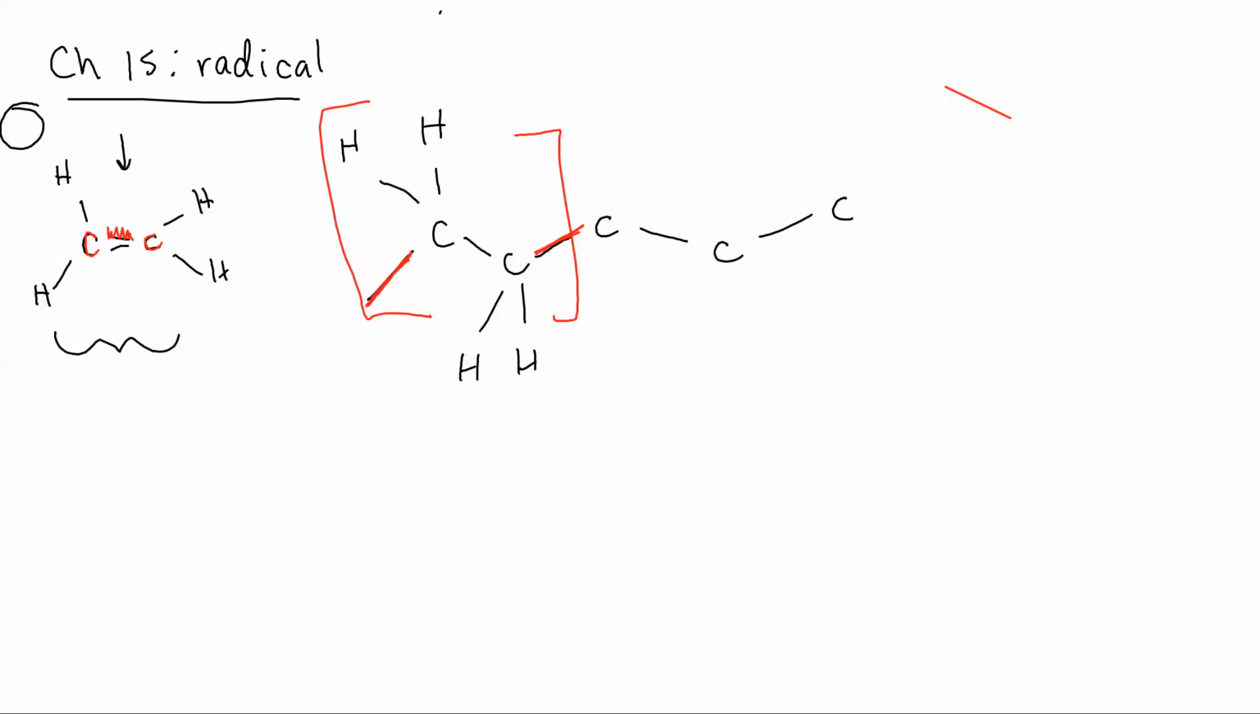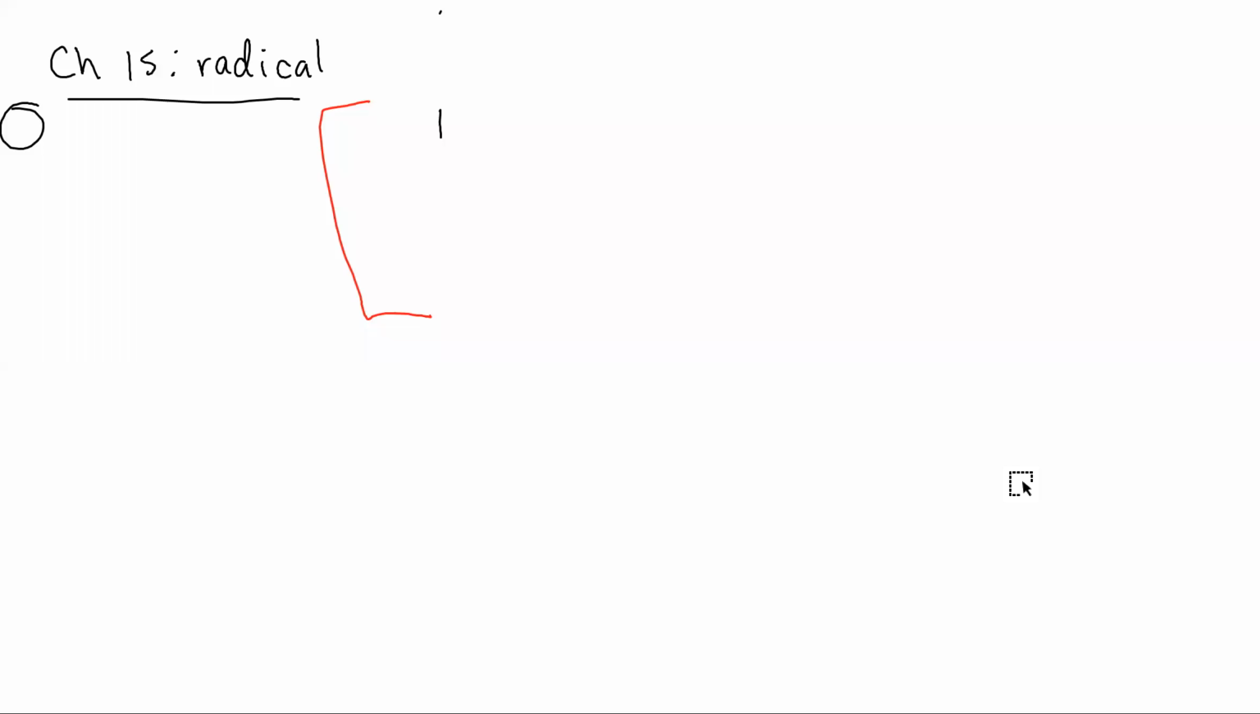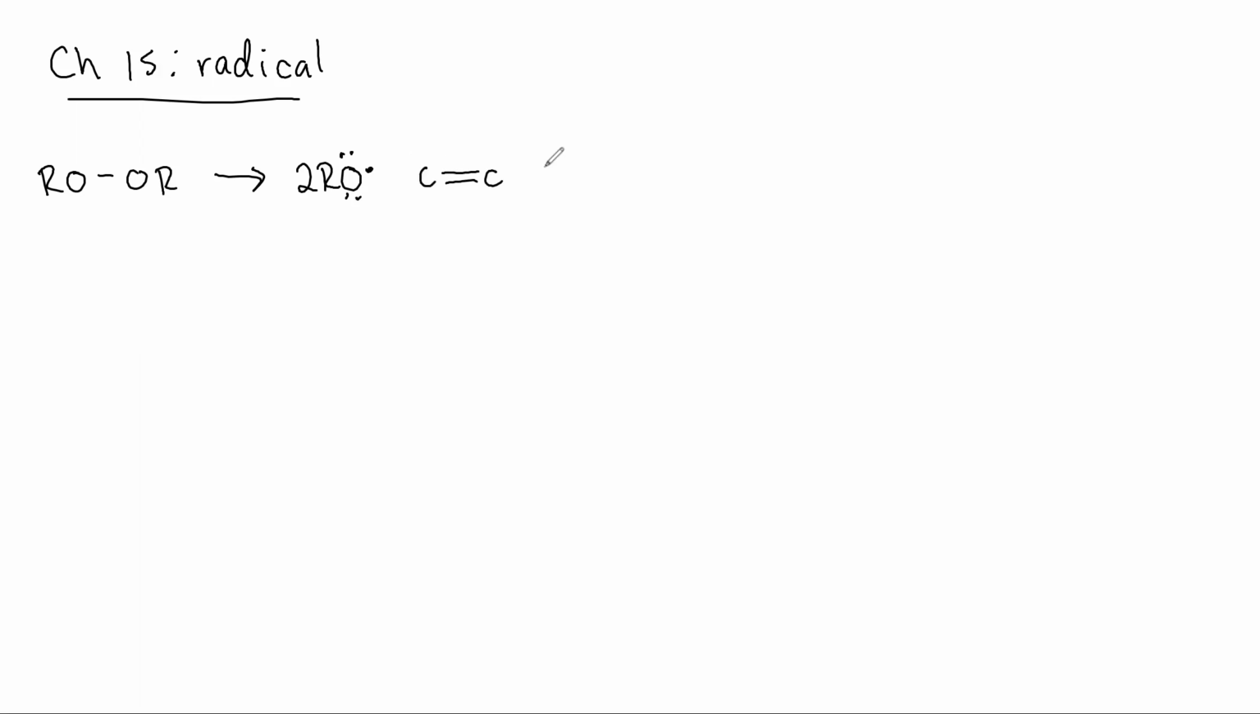So how exactly does that whole process happen? Well, obviously, since this is the radical chapter, it's going to happen through a radical reaction. And essentially what occurs is we use our ROOR, our peroxide, which spontaneously forms two radicals here, which then will cause our monomer, so in this case, our carbon-carbon double bond, it will cause it to become a radical.